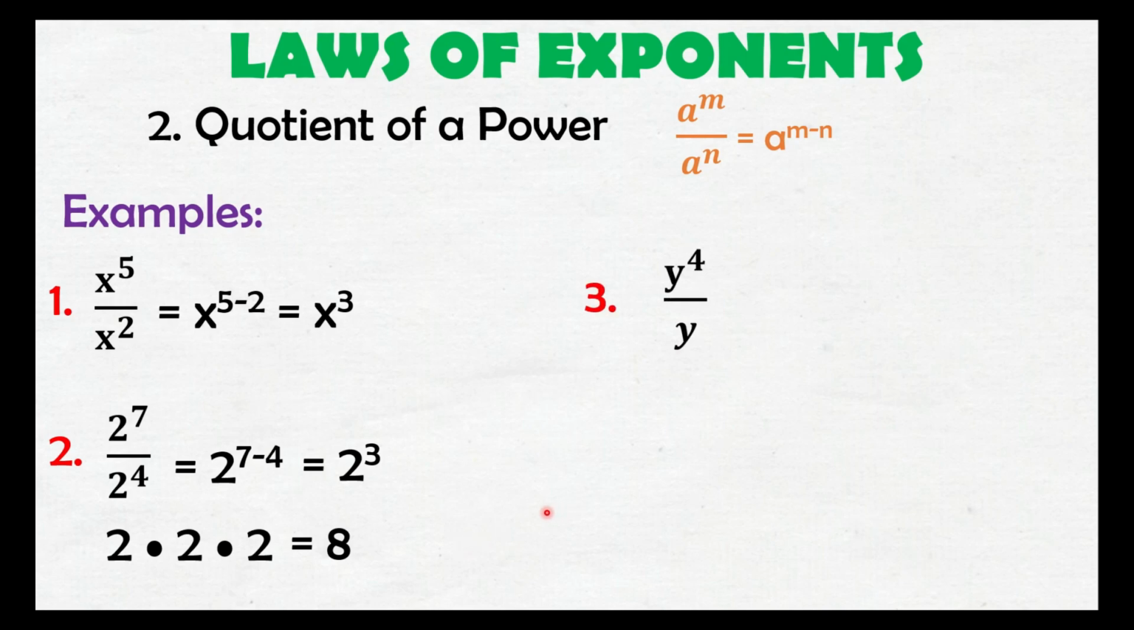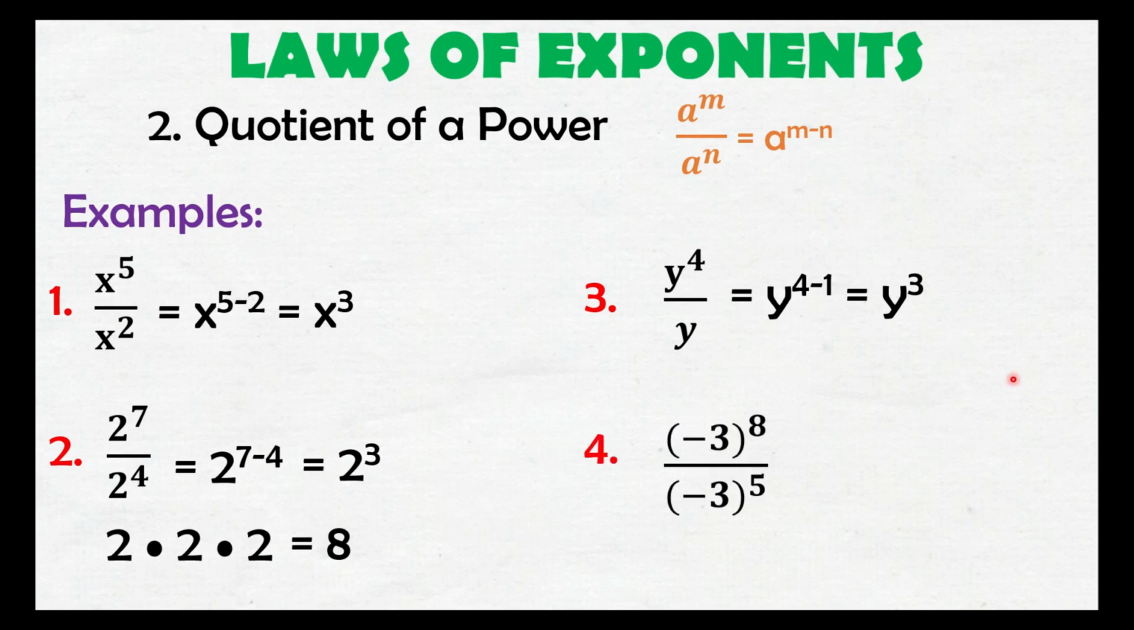Example number 3, we have y raised to 4 over y. So, again, dito wala tayong nakikitang exponent. So, automatic exponent niyan ay 1. So, we have y raised to 4 minus 1. Exponent na 4 ng numerator at saka exponent na 1 ng denominator. So, 4 minus 1, that is 3. So, we have y raised to 3.